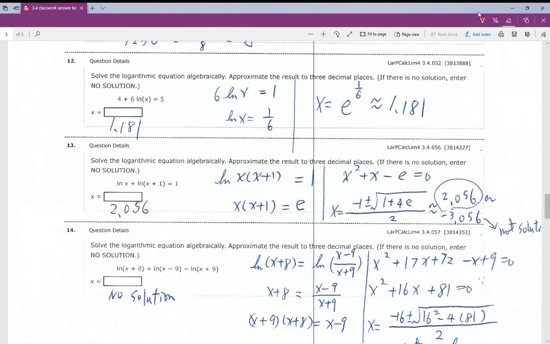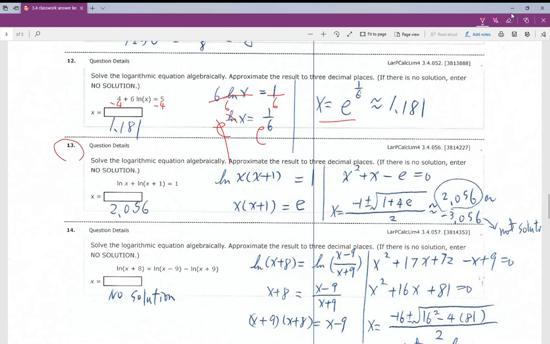Number 12. First, you have to take away 4. Okay. And then you need to divide by 6. And then you put the e on both sides here, to cancel out. Then you have this one.